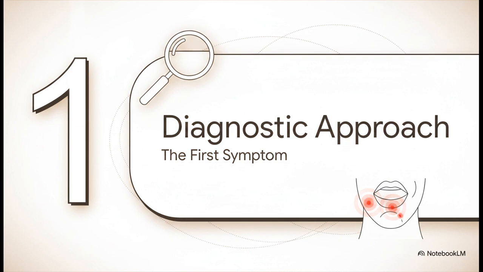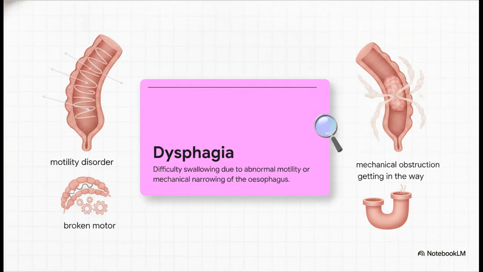The Dysphagia Diagnostic Approach. All right, so let's start with our core binary definition. Dysphagia, as we know, simply means difficulty swallowing. But fundamentally, every single case you see basically boils down to answering one simple question. Is the tube's motor broken, or is the tube itself physically blocked? It's literally that simple. It's either a motility disorder, where the esophagus just can't coordinate its movement, or it's a mechanical obstruction, meaning something is physically getting in the way.